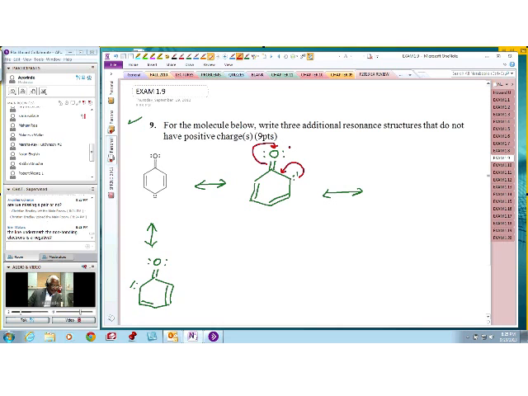Somebody asked a question. The line underneath the non-bonding electron is negative. The non-bonding electron is, yes, right here. This is negative, right? Okay.